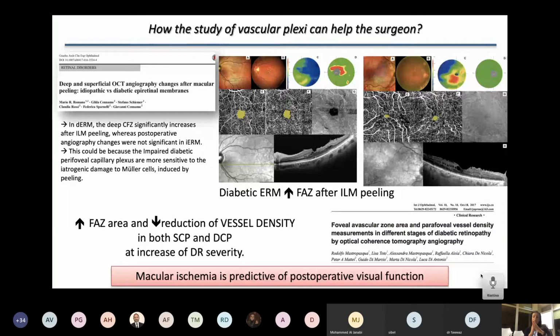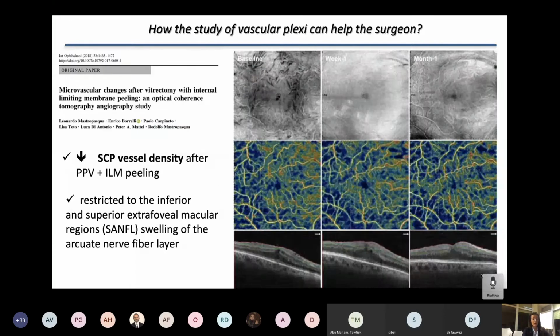We have to consider that in patients affected by diabetic retinopathy, there is an increase of phase area that corresponds to a reduction of vessel density that increases with diabetic retinopathy severity. So in this patient, we have to know that macular ischemia is predictive of postoperative visual function. So this is very important because OCTA can show us some insight about macular ischemia in this patient.